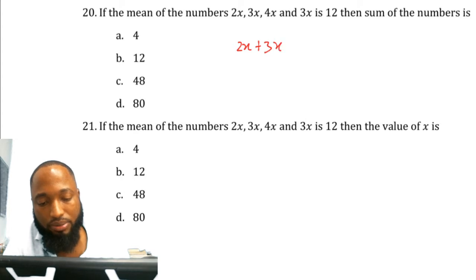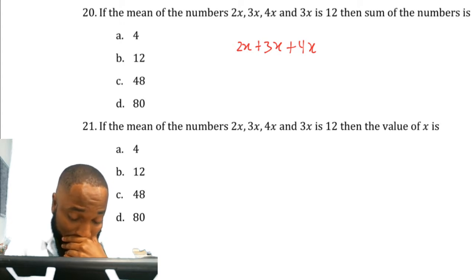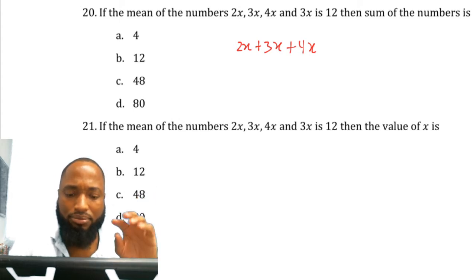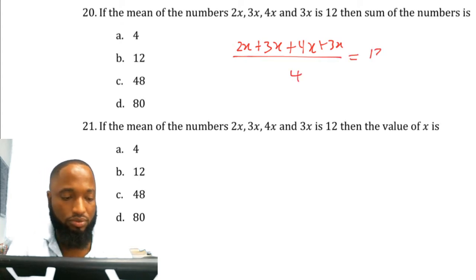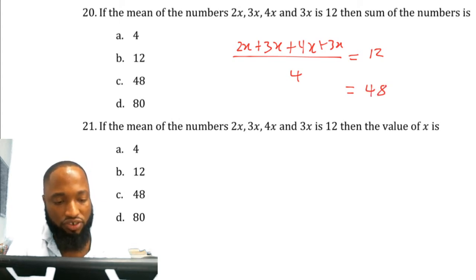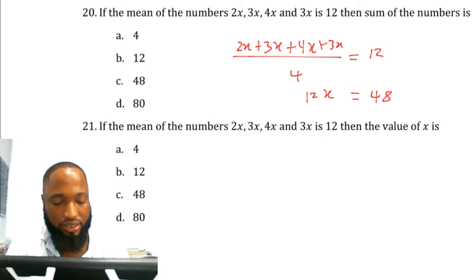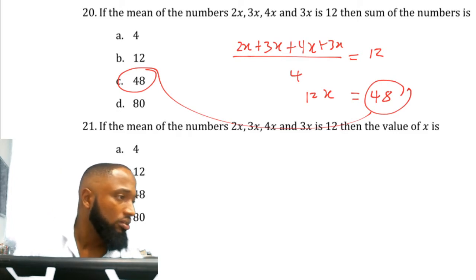So 2x plus 3x plus 4x plus 3x. I wonder if that's supposed to be 5 or 3, but I hope there's no typo in the book. 5. Let me work with the 3 first. And 4 12s are 48. Yeah, trust yourself. And 12x. So x is equal to... well, actually, nobody cares about what x is equal to. You want to get the sum. The sum is 48, which is C.